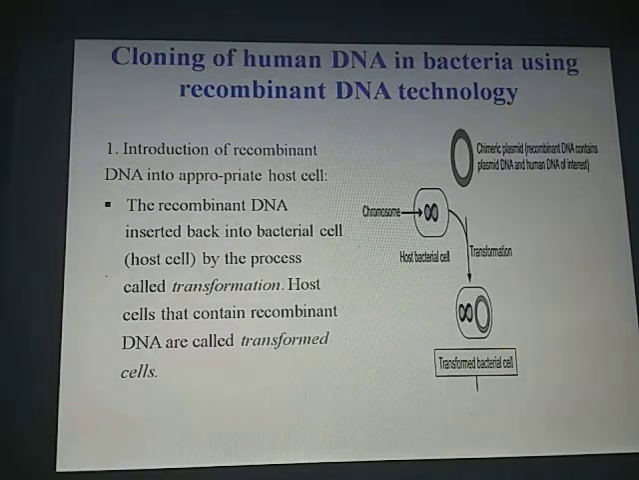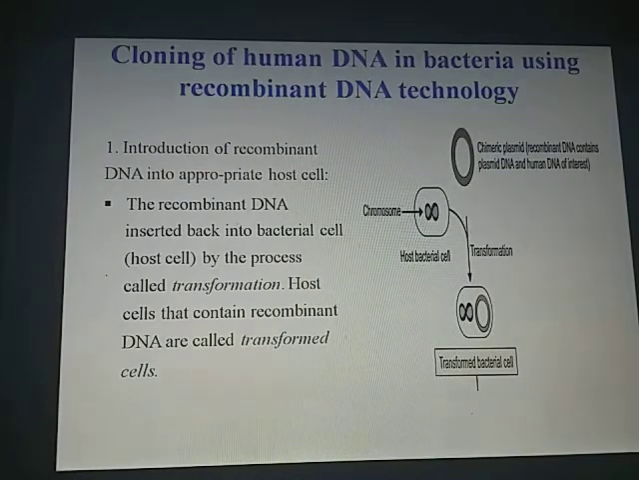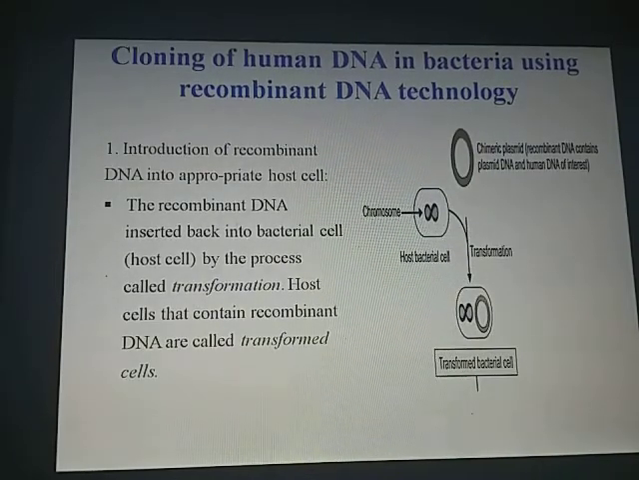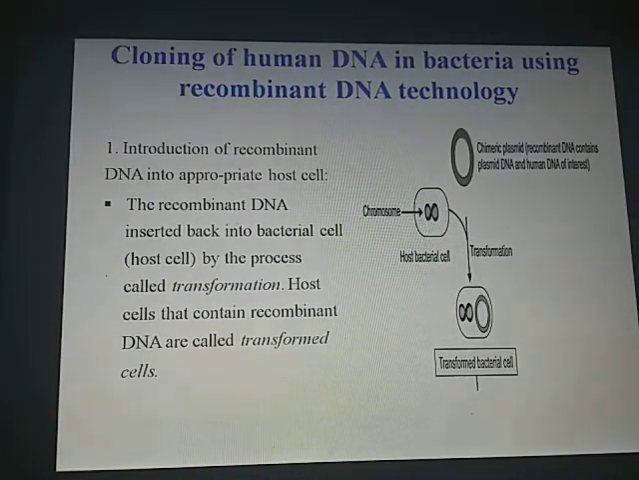In this, the first step is the introduction of recombinant DNA into an appropriate host cell. The recombinant DNA which is formed is inserted back into the bacterial cell or host cell by the process called transformation. The host cell that contains recombinant DNA is called a transformed cell. So the host cell, by taking up the recombinant DNA, gets converted into a transformed cell.